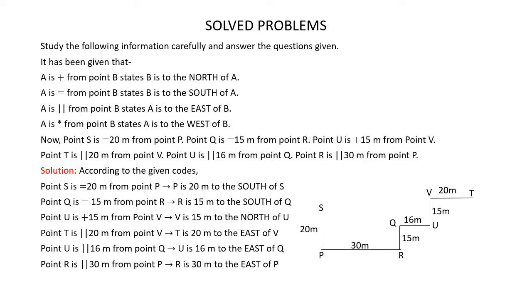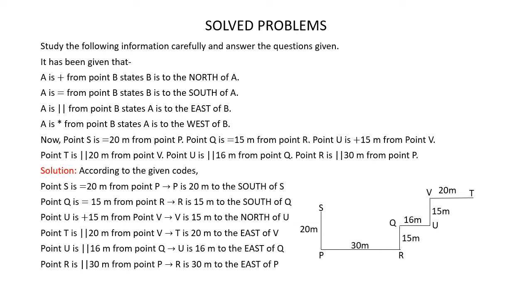Now first let's draw a diagram for the information given here. So P is 20 meters to the south of S. So if this is S, P is 20 meters to the south of S. R is 15 meters to the south of Q. So R is 15 meters to the south of Q.